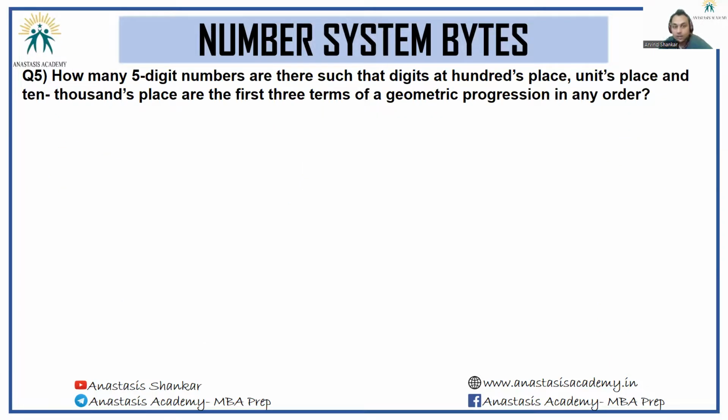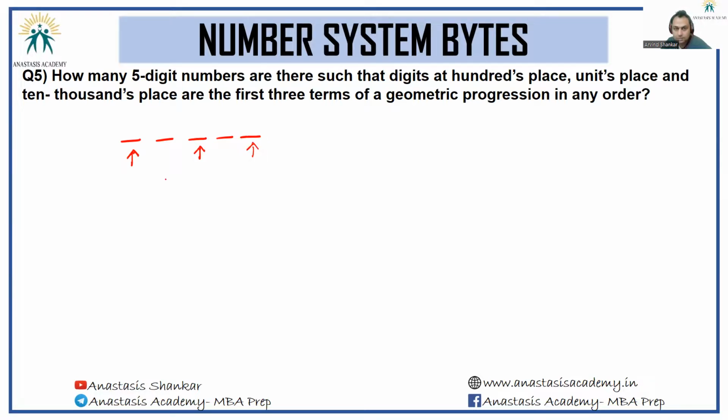Next, how many 5-digit numbers are there such that the digits at the hundreds place, units place, and 10,000s place are the first 3 digits of a geometric progression in any order? Okay. Thousands place and hundreds place and units place. These 3 spots need to have a GP in any order.